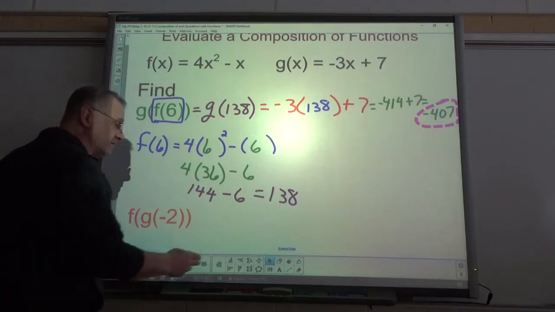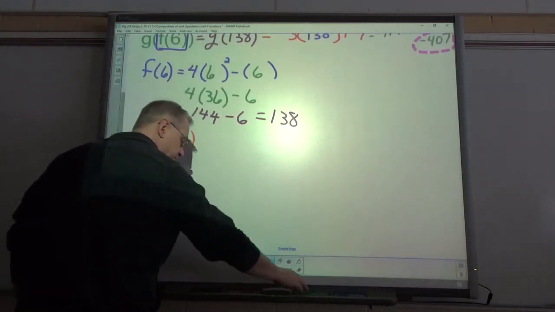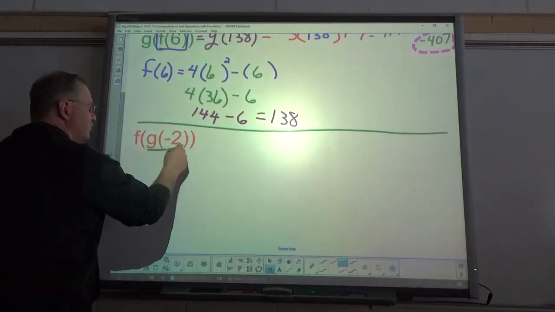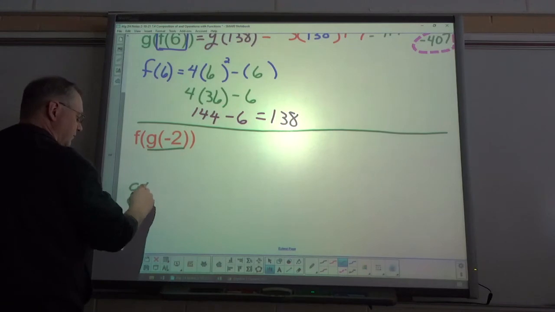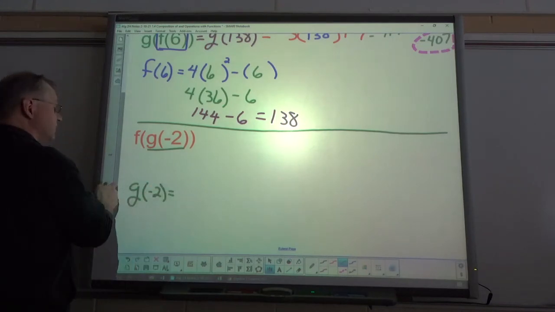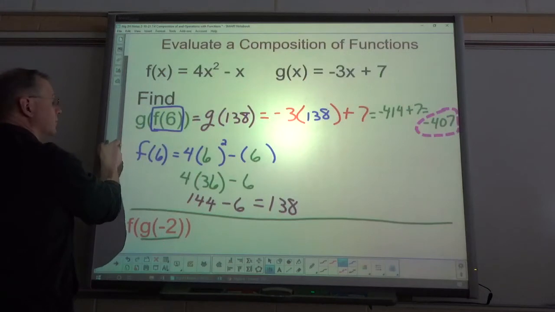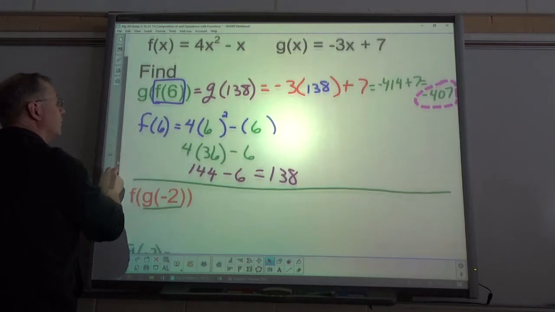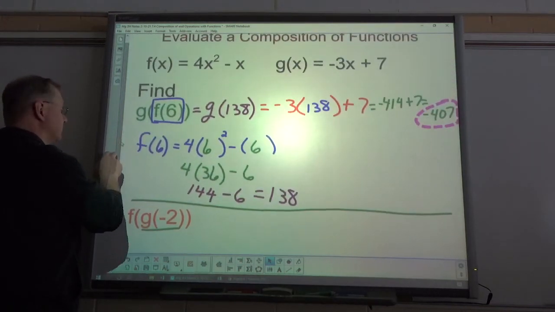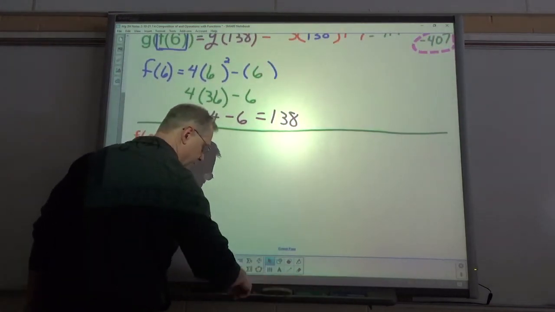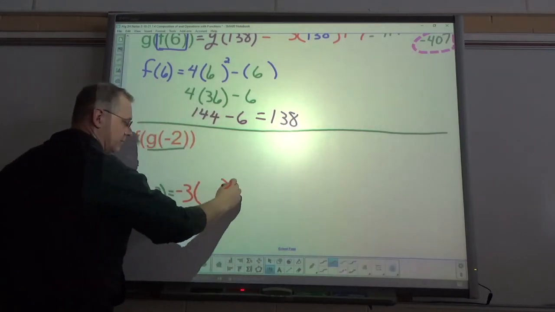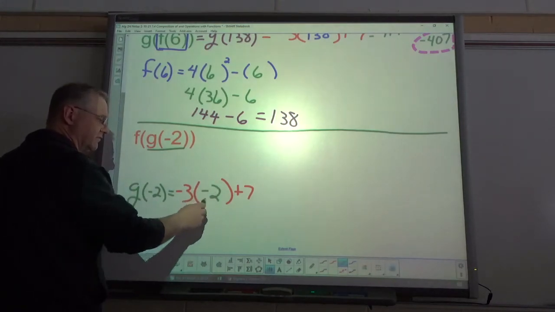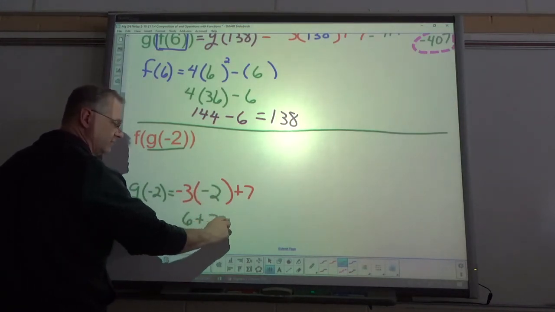All right, now that you've unpaused the video, let's try it. First thing we start is g of negative 2. Now we know g of x was negative 3x plus 7, and we're filling it in with negative 2. So negative 3 times negative 2 is 6, plus 7 is 13.